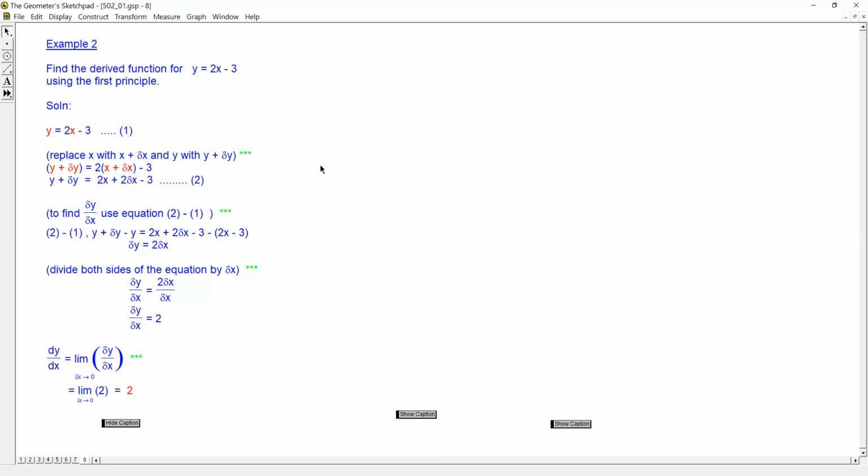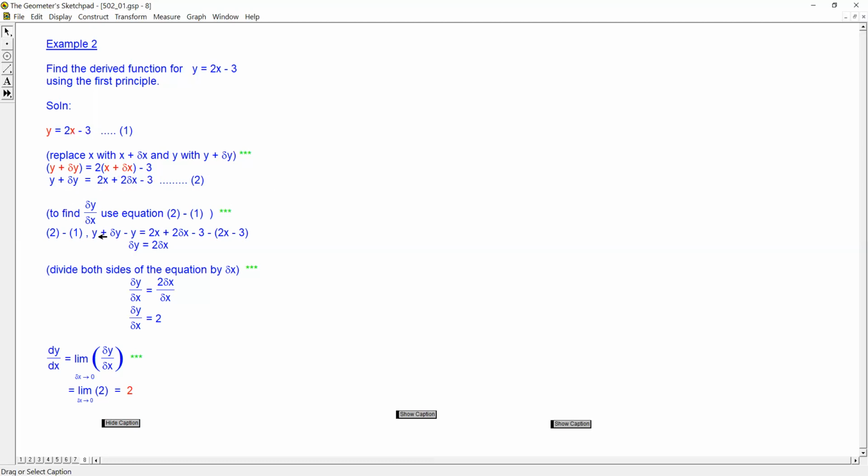You have to treat them as a whole thing, delta x. So when I multiply in, it will be 2x. When I multiply in, it will be 2 delta x. Then the 3 is still there. Okay, so this is the first step, sorry. Then the second step, you use this equation minus equation 1.